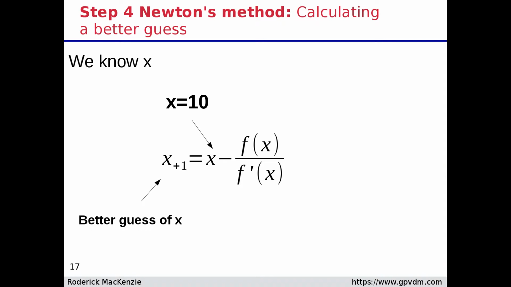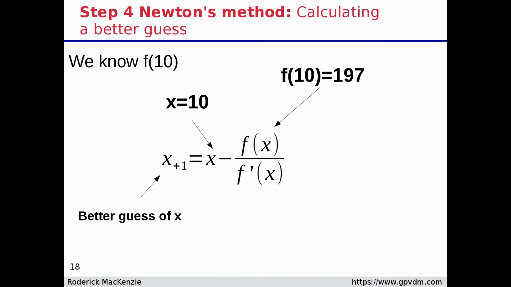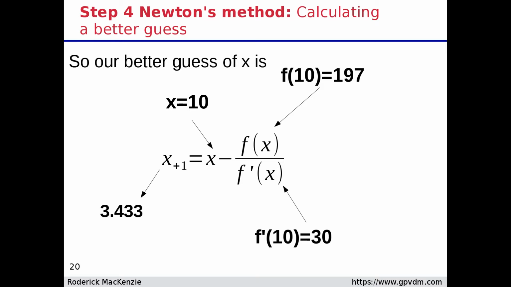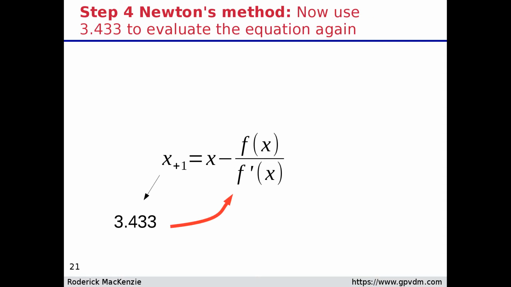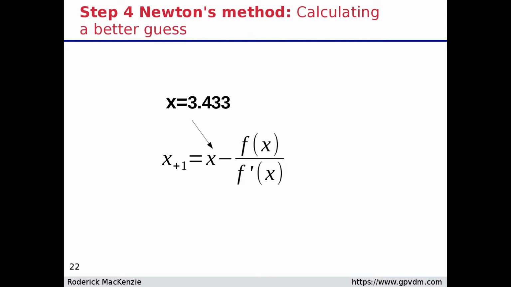So we stick x is 10 in there, that's our really bad guess. We stick f of 10 in there, which is basically the error function. So f is our error function. We stick the differential at our really bad guess in there. Then we calculate x plus 1, which is our better guess of x, and it's 3.433, which is a better guess. So then we repeat the procedure. We stick this better guess back in here. So x is 3.433 because that's what Newton's method told us.